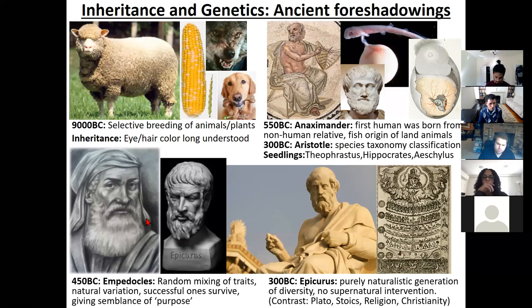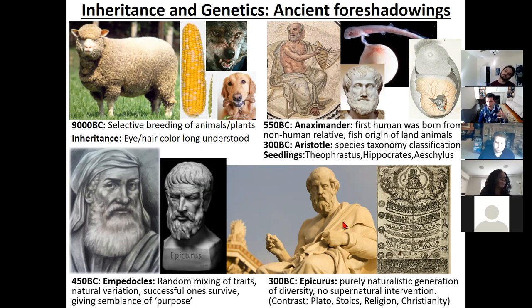And as early as 450 BC, Empedocles was basically arguing for a random mixing of traits with natural variation, where the successful ones survive, giving the semblance of purpose. So, you know, again, preluding a lot of what Darwin's theory made so clear. And again, in 300 BC, Epicurus had this purely naturalistic generation of diversity without any supernatural intervention. Of course, these were a tiny minority compared to this huge majority that were sort of believing in some kind of divine force driving a clear movement to the betterment of which humans represent the epitome, as opposed to this natural adaptation view of standing selection.